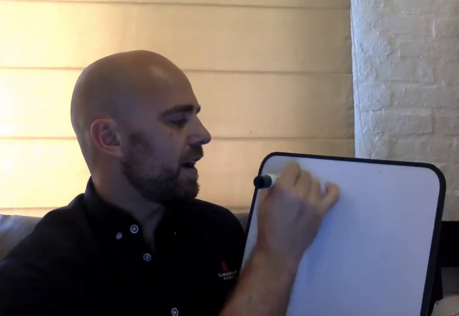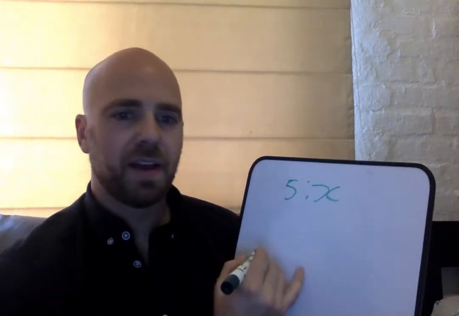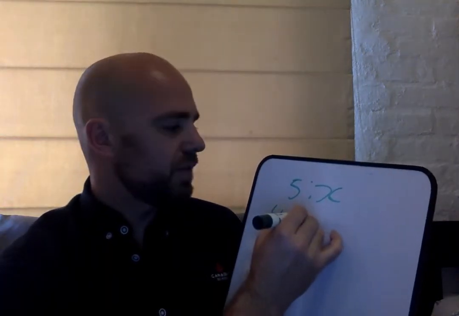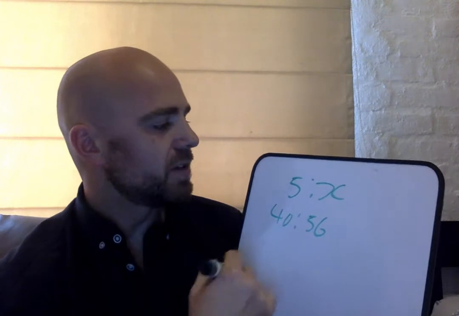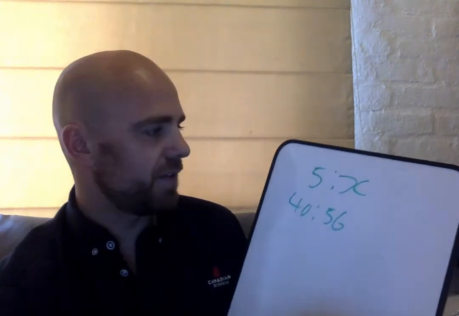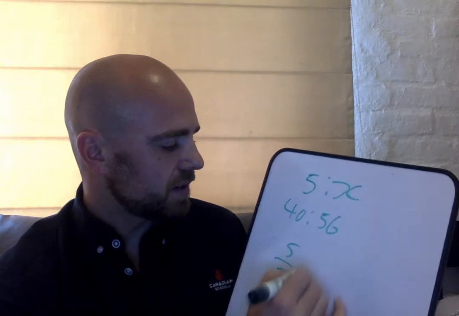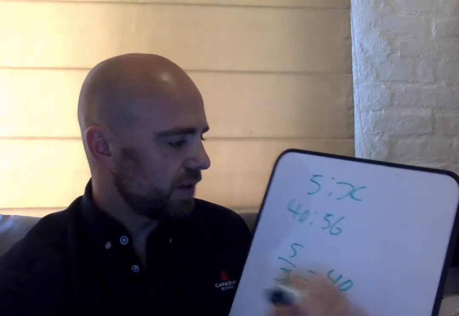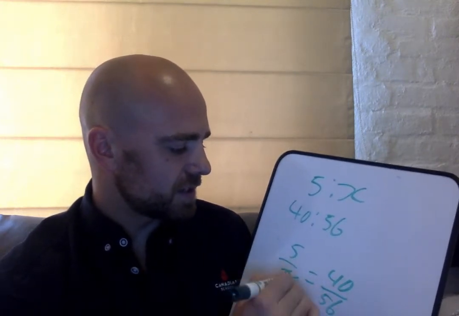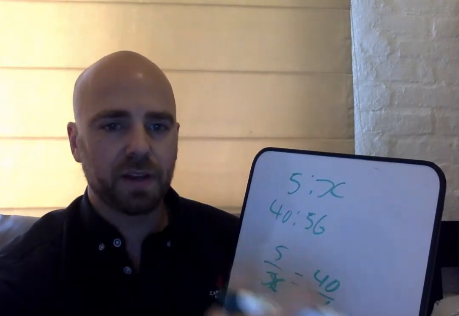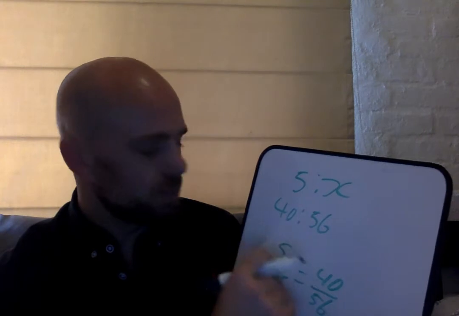The first example that I might just show you is 5 to x, and that's going to be equivalent to 40 to 56. I can turn these into a fraction if I want. So I can say 5 over x is equal to 40 over 56. From here I can go about solving the question by using my power of 3.